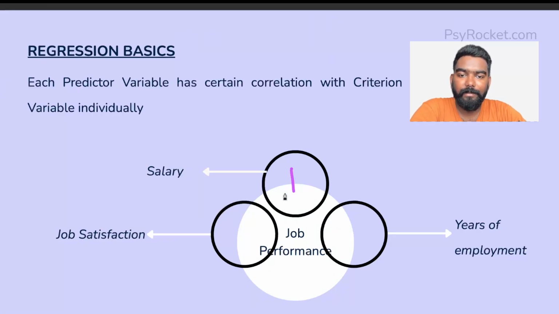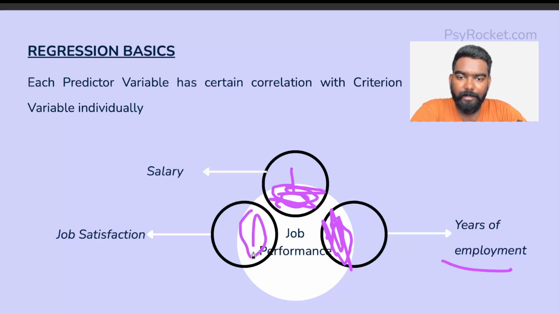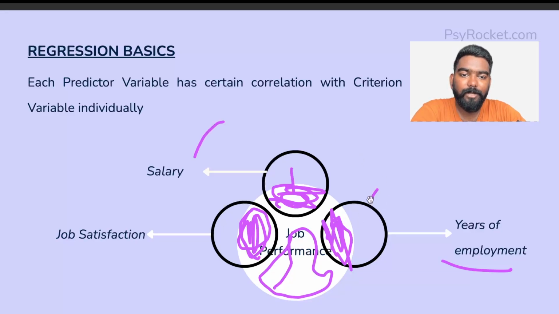Okay, this is nothing but called the variation within job performance that is explained by salary. Okay, this part. And what is this part? This is the variation in job performance that is explained by years of employment. And what is this part? The variation within job performance that is being explained by job satisfaction. What is this remaining part? The variation within job performance which is unexplained by all these three variables, which might be explained by other variables.